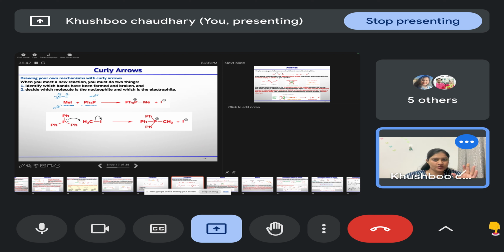As we know what our nucleophile and electrophile are in the reaction, we will start moving the electrons using the curly arrows. The curly arrows we will show from the lone pair of phosphorus towards the methyl carbon, and then the initially formed bond will be broken because carbon can't be pentavalent. So the electrons will move towards the more electronegative atom, that is iodine in this case, leading to the formation of this phosphorus-carbon bond and then iodide.